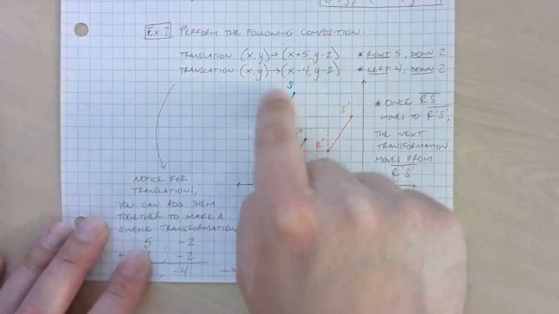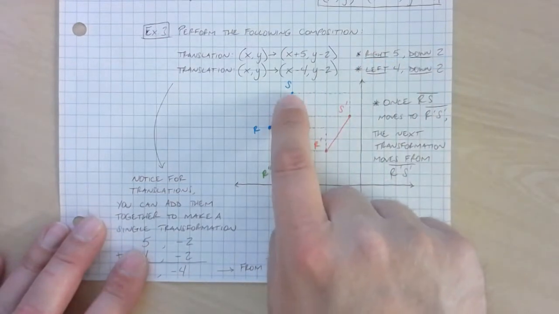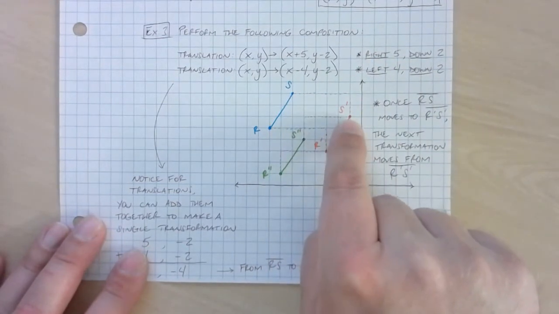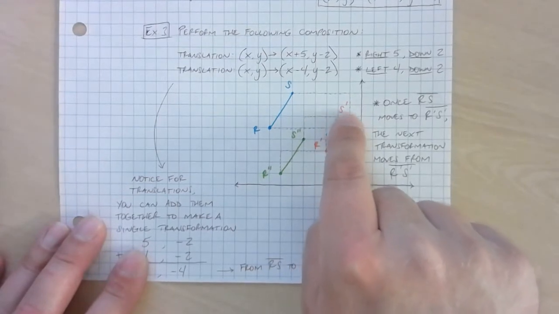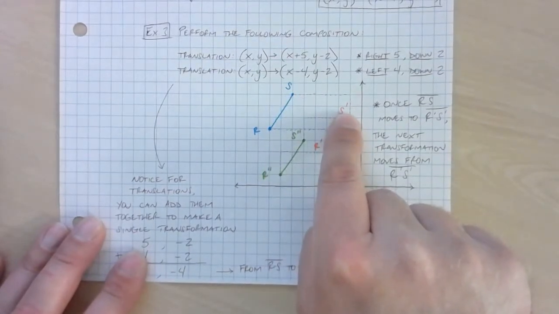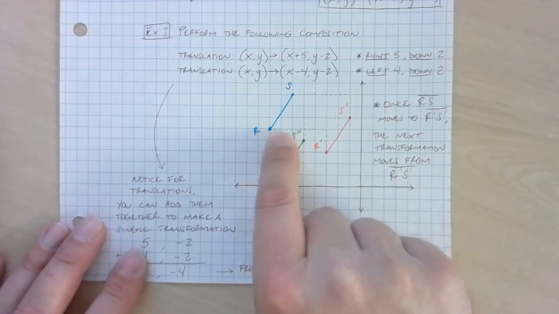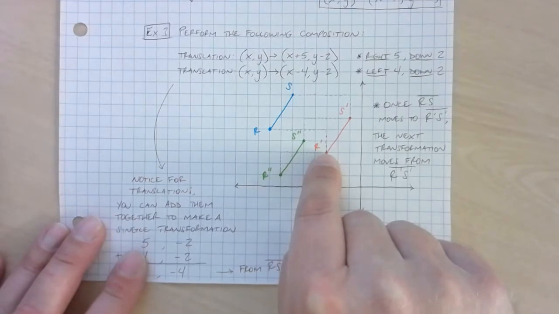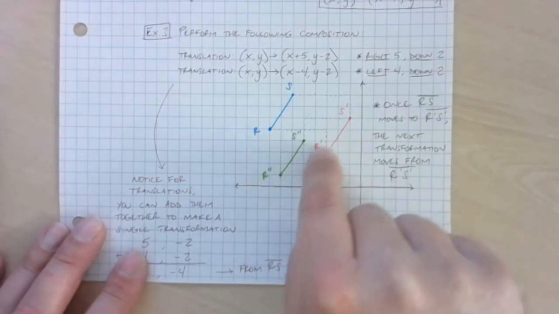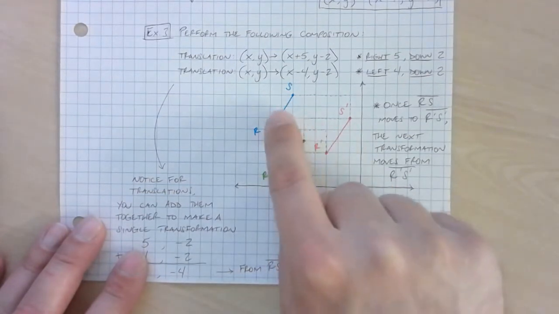So my original segment, RS, would move right 5, down 2. So S would move right 5, down 2 to S prime. Make sure you're consistent about labeling your points. It's important to use that prime to distinguish between where it started and where it ended up. And the same thing would happen with R. Everything moves the same distance, same direction, so that would also move right 5, down 2. And now that's R prime. That is our new R movement. Okay, again, the prime telling me that this is where it ended up after that first transformation. Okay, right 5, down 2.